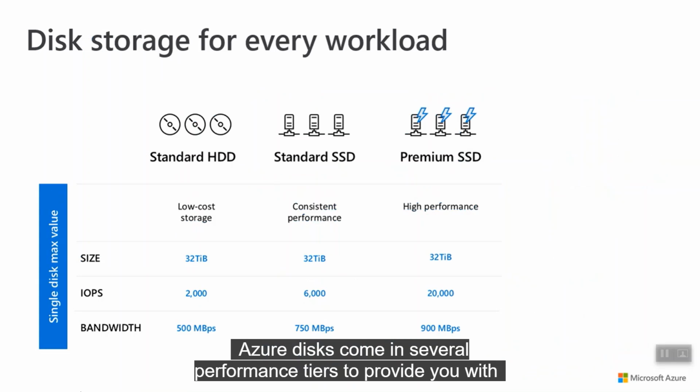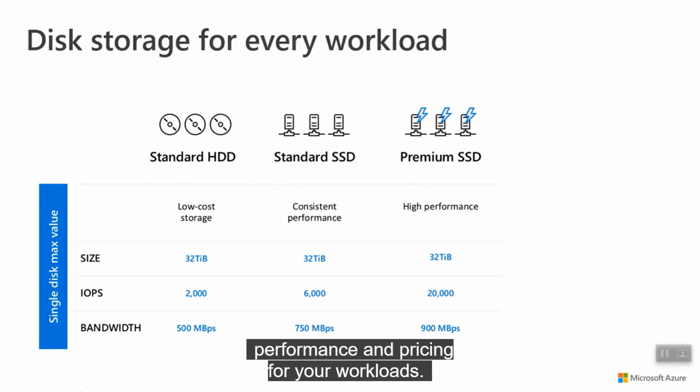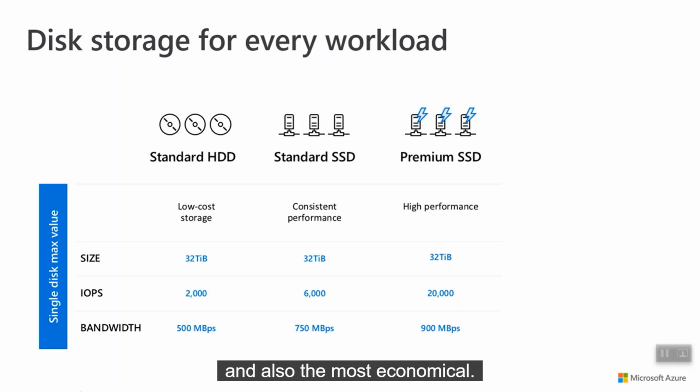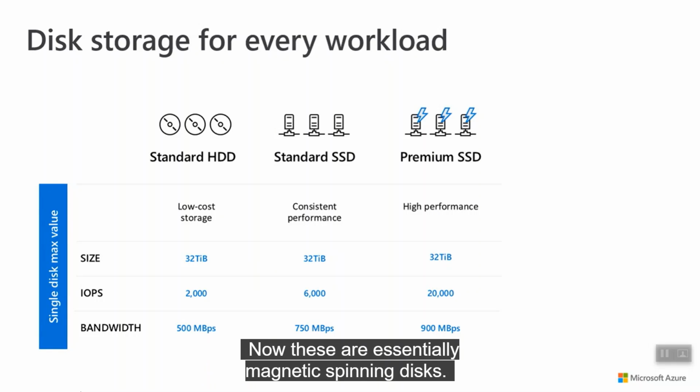Azure disks come in several performance tiers to provide you with the best combination of performance and pricing for your workloads. The standard HDD option is the lowest performance tier and also the most economical. It ranges from 500 to 2000 IOPS and 60 megabytes to 500 megabytes per second of throughput per disk. Now these are essentially magnetic spinning disks. You can jump to solid-state disks with the SSD tiers.